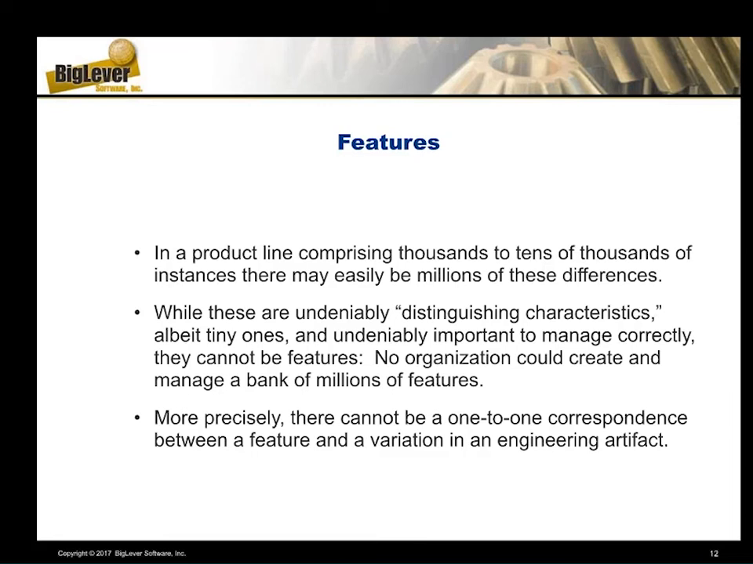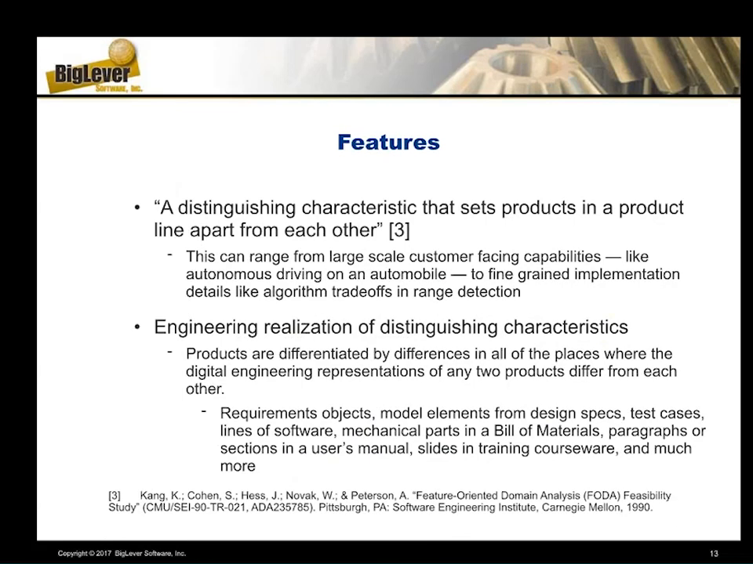We cannot deal with that on its own. We need larger level abstractions to help us deal with this. So the bottom line on this slide: there cannot be a one-to-one correspondence between a feature and a variation in an engineering artifact. If that's all it is, then features really haven't helped us.